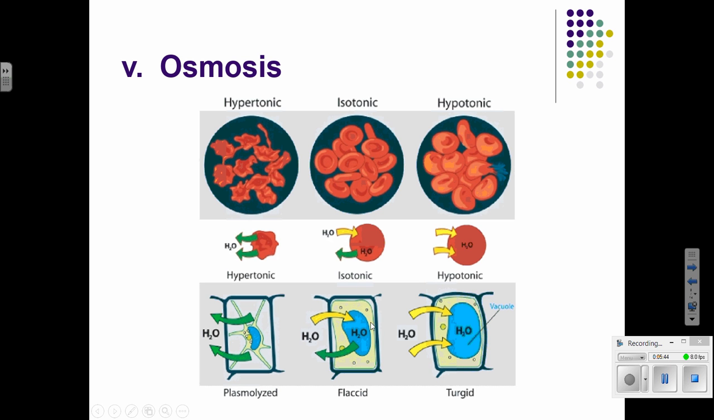Water is moving in and out at the same rates. So this is what a typical normal cell would look like. Up top, here are normal healthy red blood cells. Down below, a normal healthy plant cell.